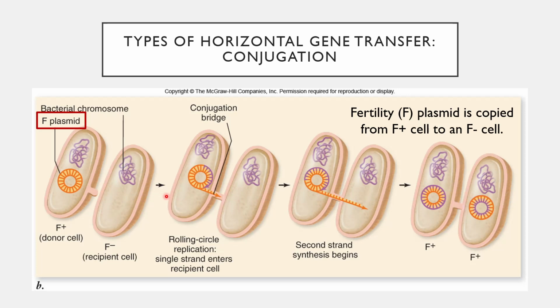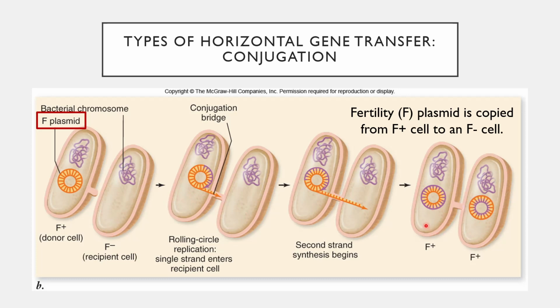What will happen is the F plasmid will allow the donor cell to create a pilus or a mating bridge, and then that plasmid will be replicated and a second copy of it will be sent through the pilus or the mating bridge so that the other cell, which was previously referred to as an F negative cell, now becomes an F positive cell along with the original donor.